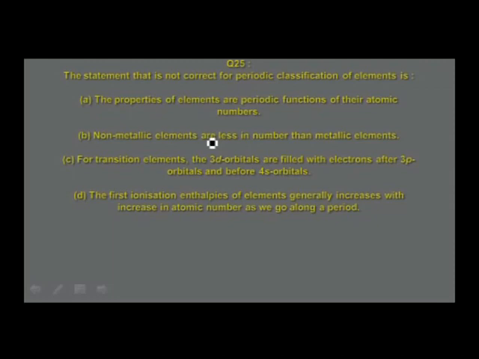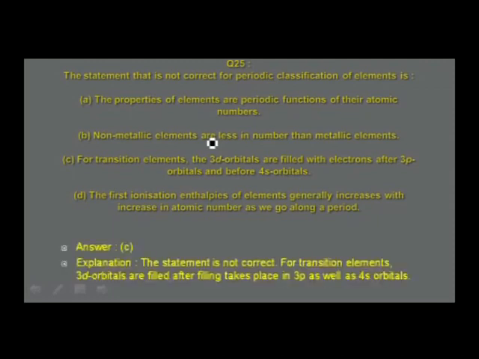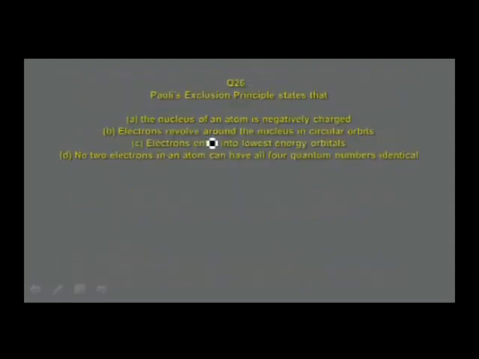Let us verify this. The first ionization enthalpies of elements generally increase. In the previous question we discussed that it is not a regular increase, it is a general increase with increase in atomic number as we move across the period. So for the given question, the incorrect statement is in option C. The statement is not correct, because for transition elements, 3d orbitals are filled after filling takes place in 3p as well as 4s orbitals. The 3p orbital is filled first, then 4s, and then the 3d orbitals start getting filled up.